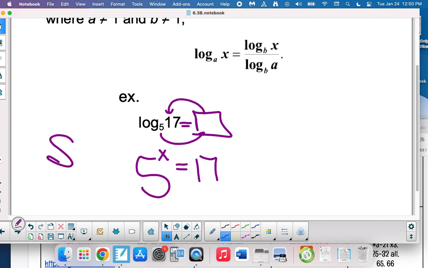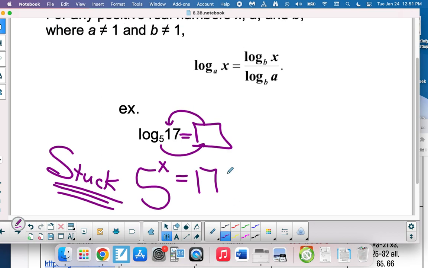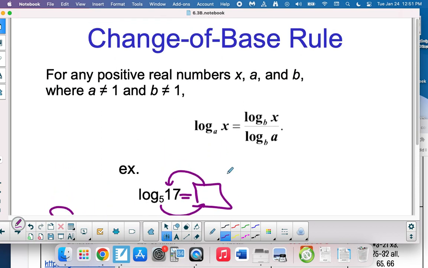Okay, we are now what? Stuck. But no, we're not stuck. There's something called change of base. So the change of base rule says this. If you can't do this, and by the way, you have no base 5 in your calculator, then do this. They're telling you to change them both to base b. But what base would you change them to? The one in your calculator.